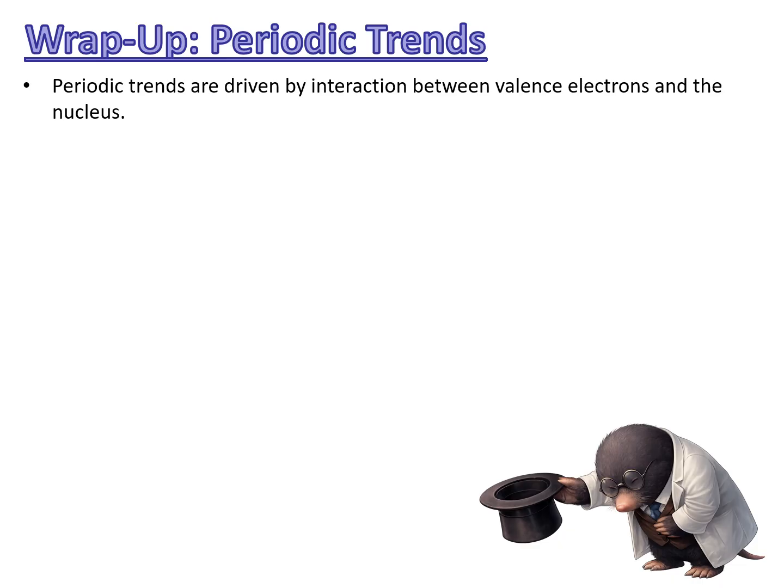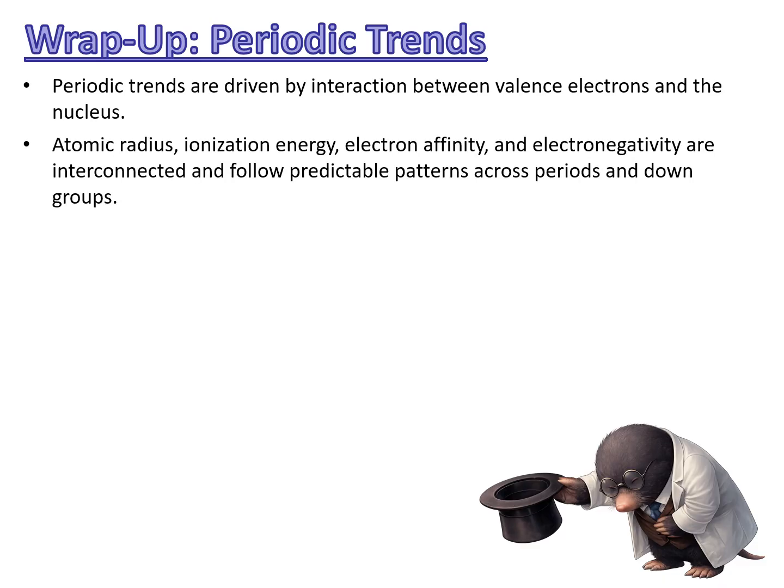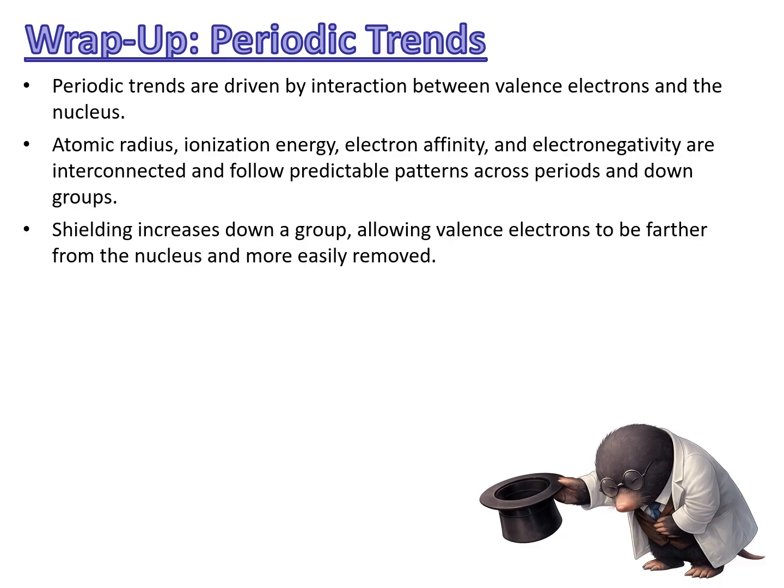All right, so to wrap up this lesson, periodic trends, and to wrap up this unit, periodic trends are driven by interaction between valence electrons and the nucleus. So atomic radius, ionization energy, electron affinity, and electronegativity are interconnected and follow predictable patterns across periods and down groups. Those were the arrows that we were talking about.